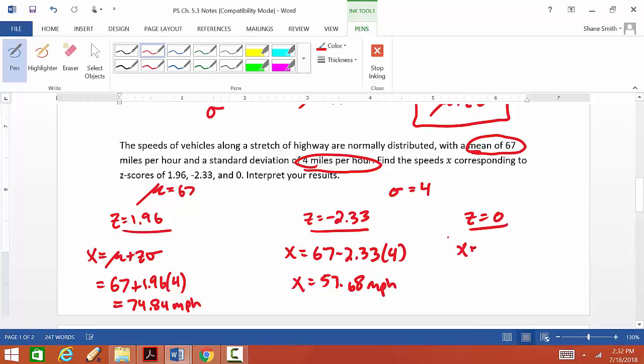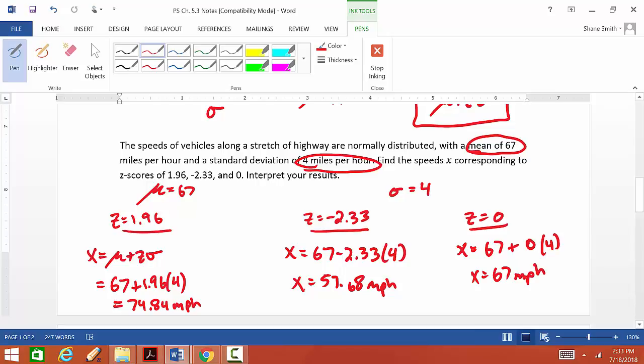And then this one, the z-score is 0. So before I even start plugging numbers in the formula, you should know what this x value is, because it should be equal to the mean. If your z-score is 0, that means you're 0 standard deviations away from the mean, which means you're on the mean. So this is going to be 67 plus 0 times 4, which is just 67 miles per hour.